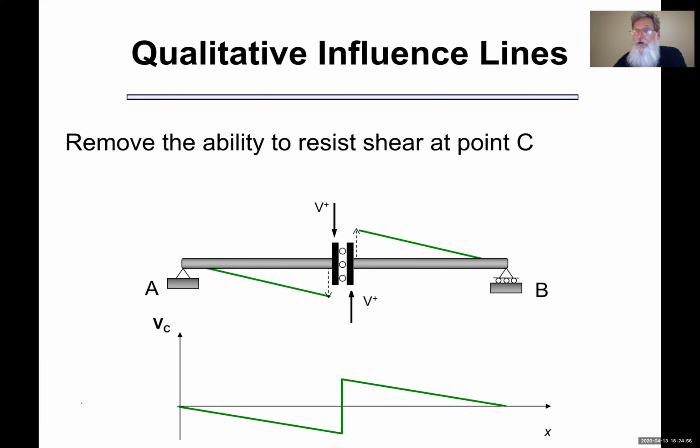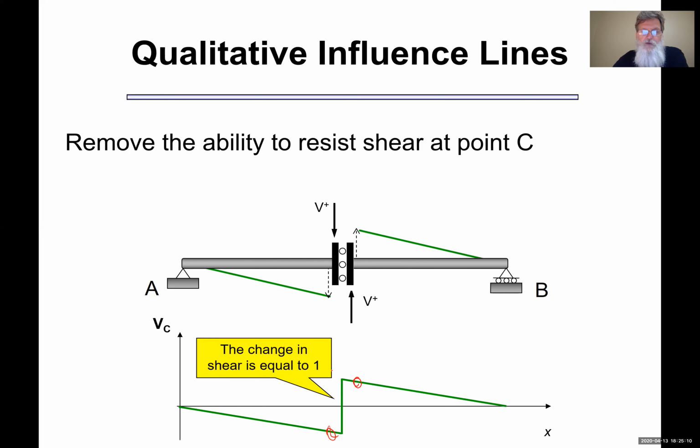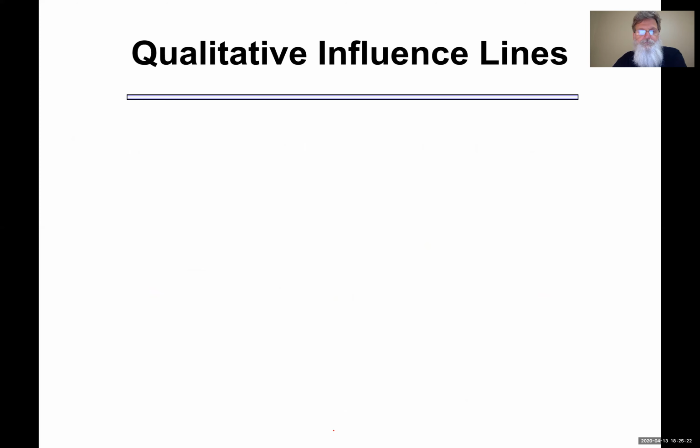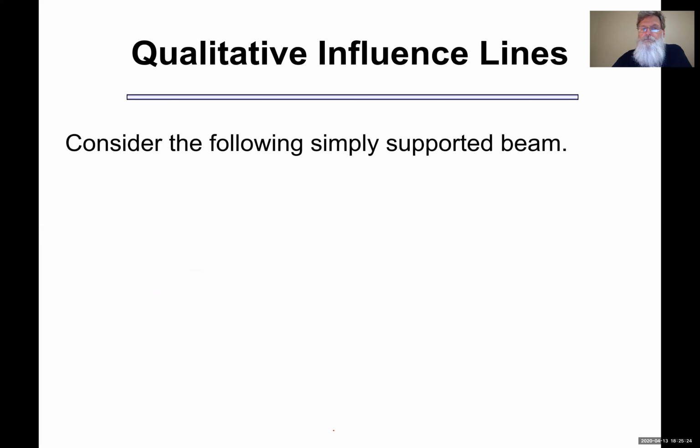Now, what are the actual values? One thing we know is that the change as you go from the left side to the right side has to equal 1. Remember, our unit load for moving loads is 1. So I know that change is 1. If I know these dimensions here, say D1 and D2, then again similar triangles will help me find these values. Pretty cool.